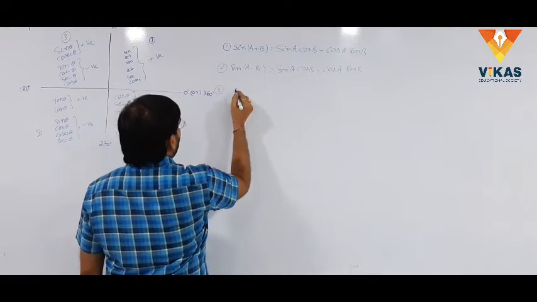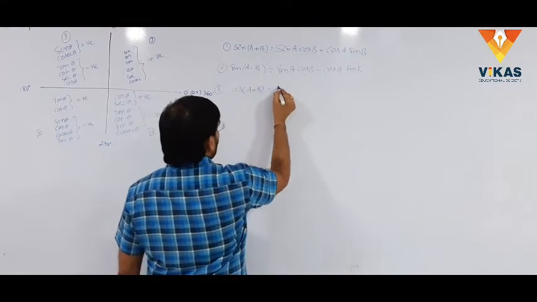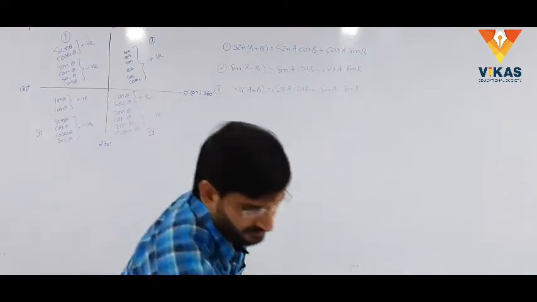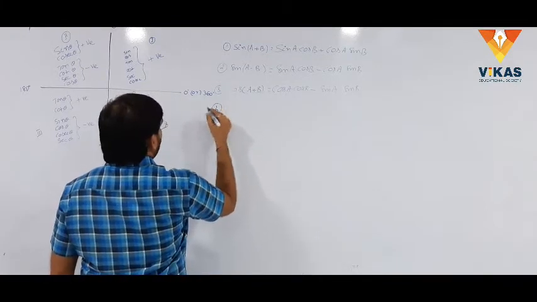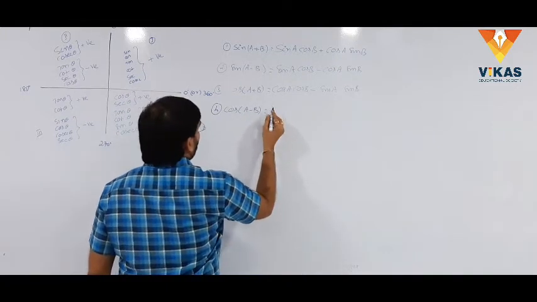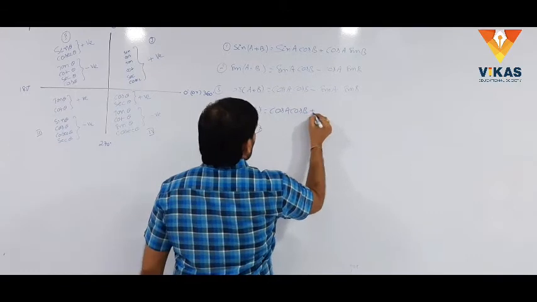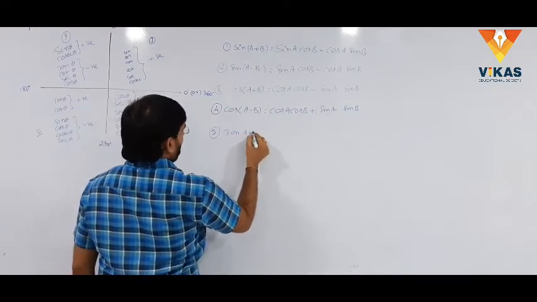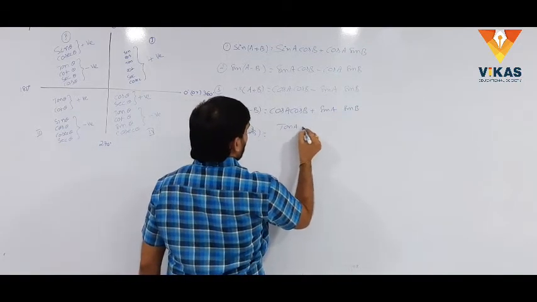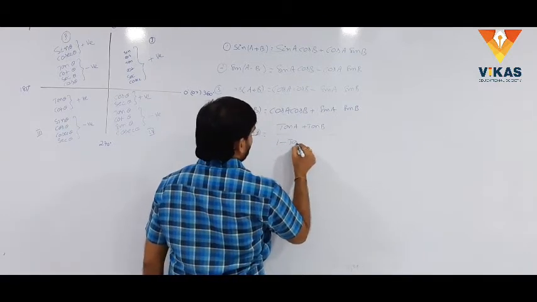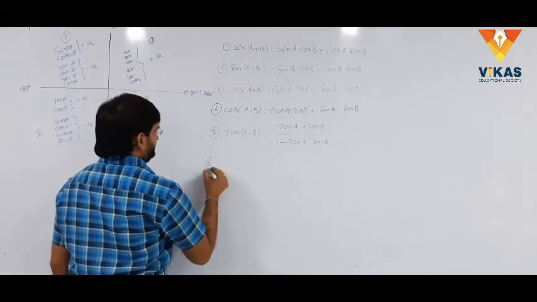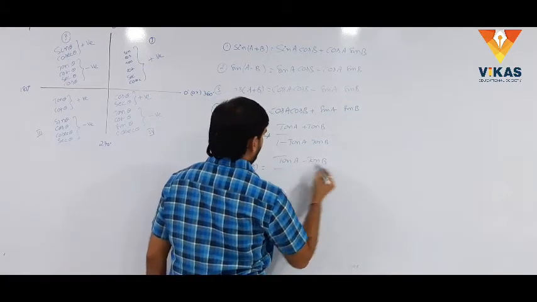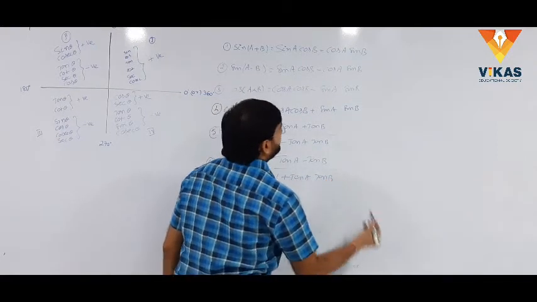Similarly, the third formula is cos A plus B: cos A cos B minus sin A sin B. The fourth one, cos A minus B, can be written as cos A cos B plus sin A sin B. The fifth relation, tan A plus B, is tan A plus tan B by 1 minus tan A tan B. The sixth relation, tan A minus B, is tan A minus tan B by 1 plus tan A tan B.